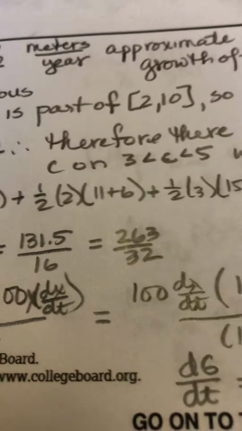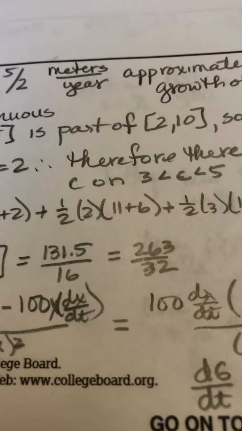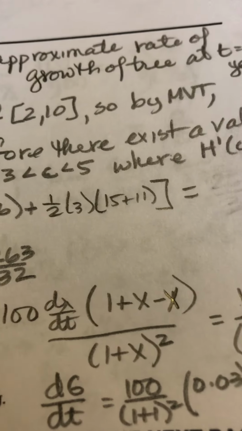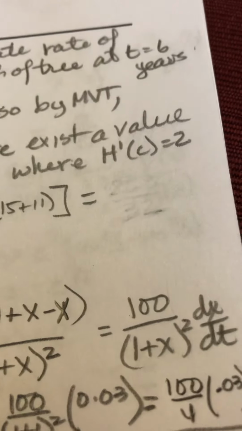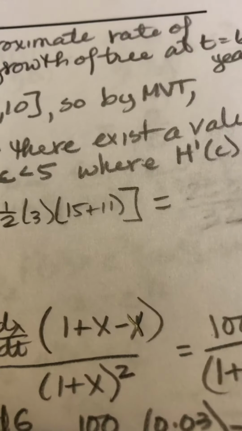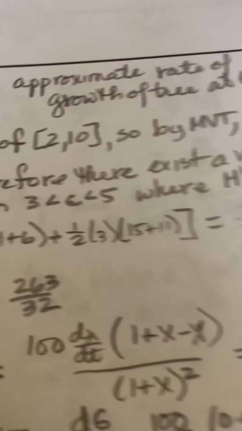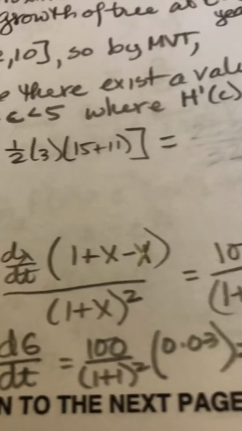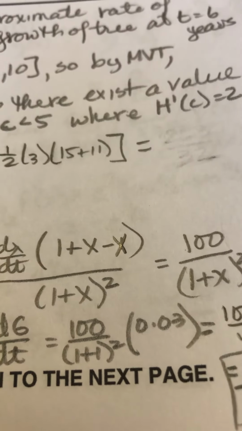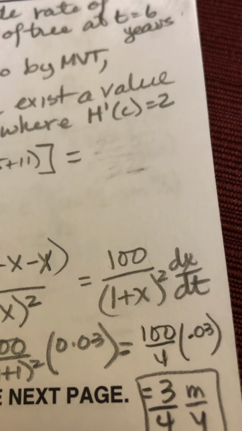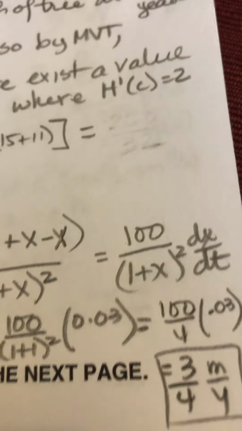Well, on the top, we can factor out a 100 dx dt, and that leaves us with a 1 plus x minus x. So that really gives us 100 over the 1 plus x squared on the bottom times dx dt, because the x's cancel out there, and you could write it as 100 with the dx dt on top. That's fine. So now we sub in dg dt is 100 over 1 plus 1 quantity squared times the 0.03. So 100 over 4 times 0.03 gives us 3/4 meters per year.